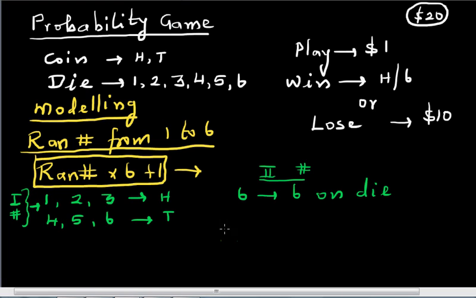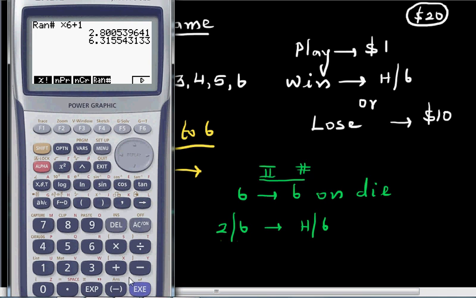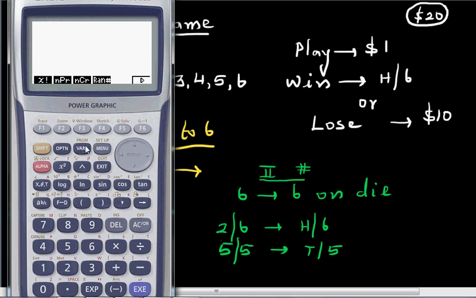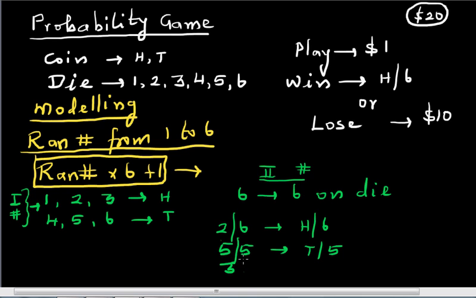Let me write it. If I get a 2 and a 6, what does this mean? This means I got a head and a 6. Let me press again: 5 and 5. So let me write 5 and 5. What does that mean? 5 means I got a tail and a 5. Let me do one more. Let me cancel it and again do random number times 6 plus 1. 3 and 3. What does that mean? 3 means I got a head and I've got a 3.